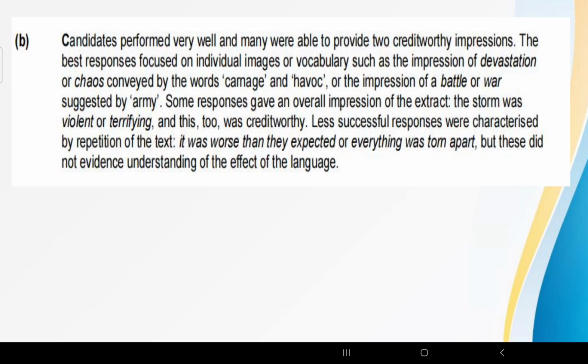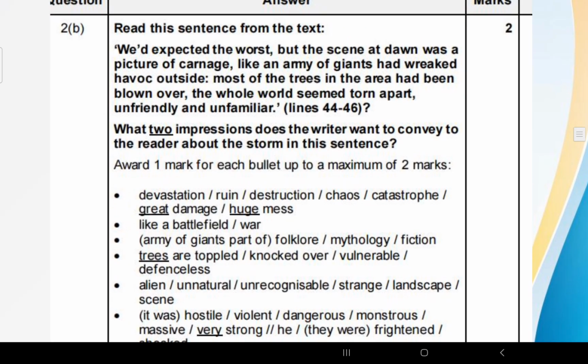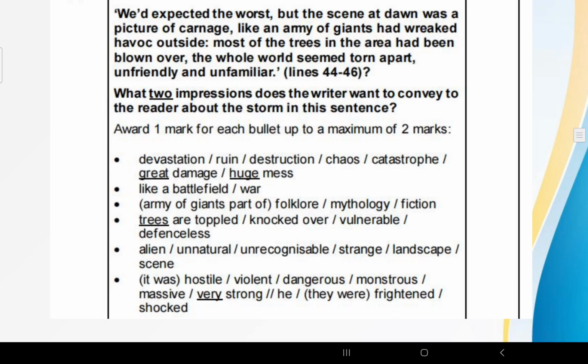So this is the way you are going to answer it. That the storm was so strong that it had created great destruction. It had ruined everything. It was a great catastrophe. It has done great damage. So this is one impression. Second thing, you can also write that it was a hostile, violent, dangerous storm. It was monstrous. It was massive. Or that the place where it had blown, it had blown the trees away.